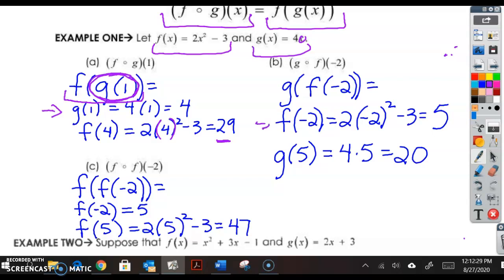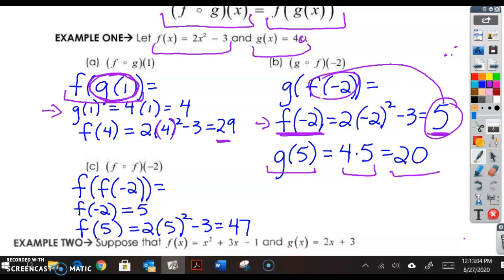First we start and we substitute negative 2 into f of x. So f of negative 2 is 2 times our x, which is negative 2, squared, minus 3. And that's 5. So we're going to substitute 5 in for f of negative 2. So that 5 is going to go right there. So g of 5, here we are. G of 5 is now g of x is 4 times x. So 4 times 5, and that's 20. So there's your answer, 20.